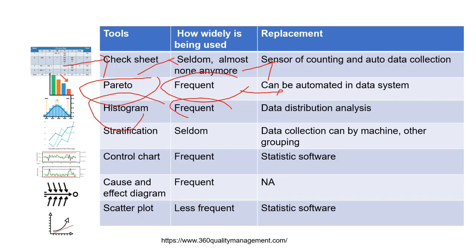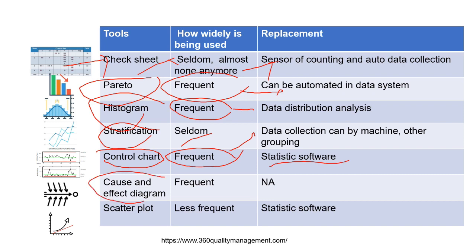Histogram is also frequently used to show the data distribution analysis. Stratification is something that is seldom used, as we can collect data by machine or by other grouping which makes sense. The control chart is also very widely used today, and it can be plotted using statistical software. The cause and effect diagram is one of the most frequently used tools, and the scatter plot is less frequent, and it could be replaced with statistical software.